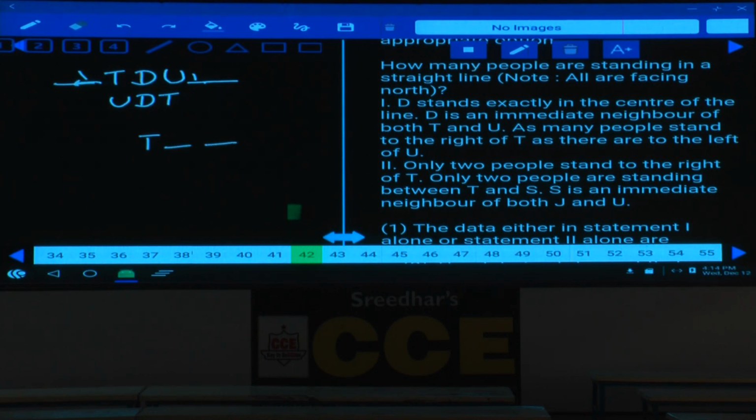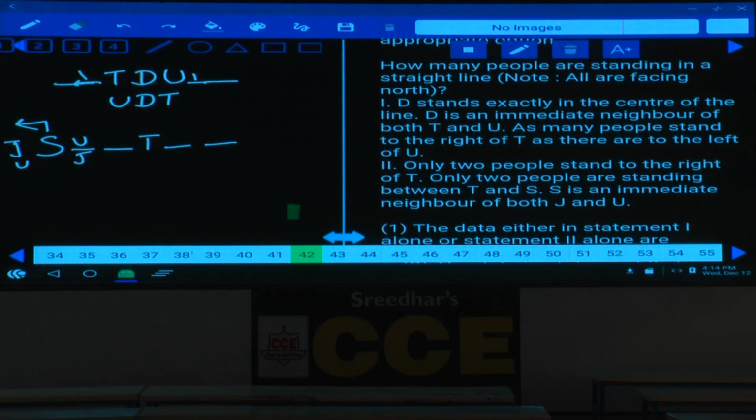As T is here, only two persons are standing to the right of T. And only two people are standing between T and S. Two people standing between T and S will be here. And S is an immediate neighbor of both J and U. If J is here, U will be here, or if J is here, U will be here. And here again we are not able to determine whether there is any person to the left of J and U or not. How many persons are there to the left hand side of S is not clearly given, isn't it? Hence, 2 is also not sufficient.